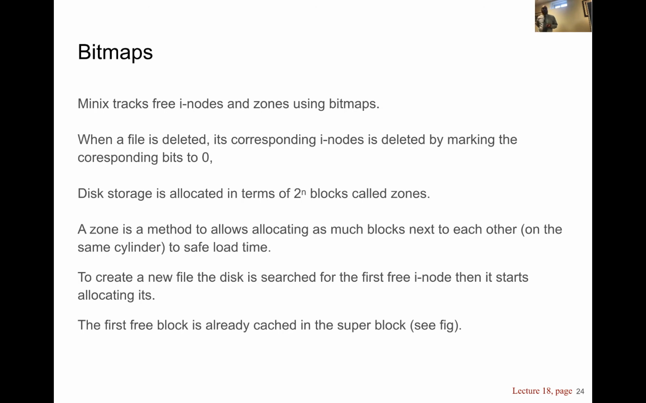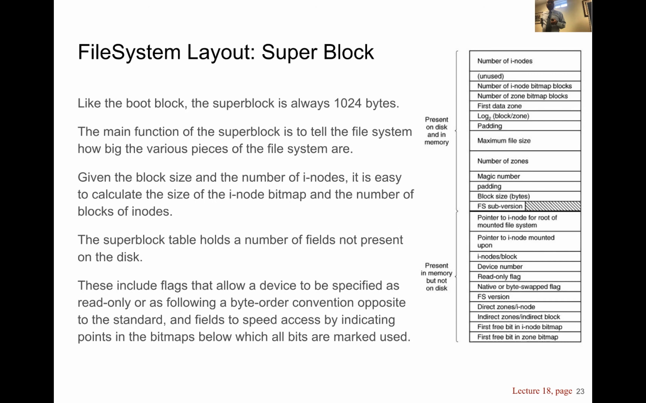I should also mention the super block. Although the super block is stored on disk, when you mount this file system, a copy of the super block is also kept in memory, so that the VFS, or rather the MFS, the Minix file system process, can use it to access other information. And whenever you modify the super block in memory, it has to be written back to disk as well.